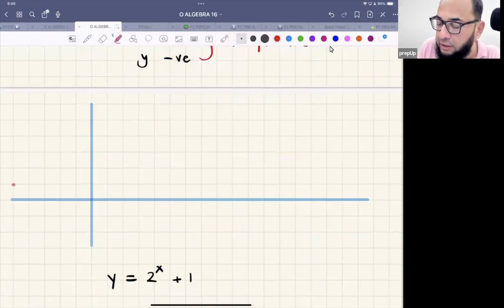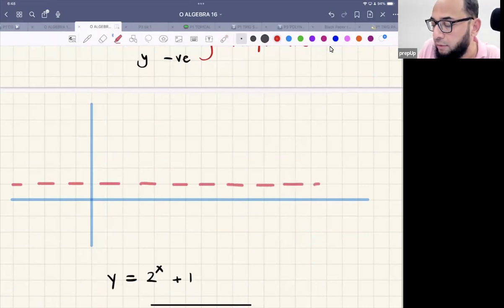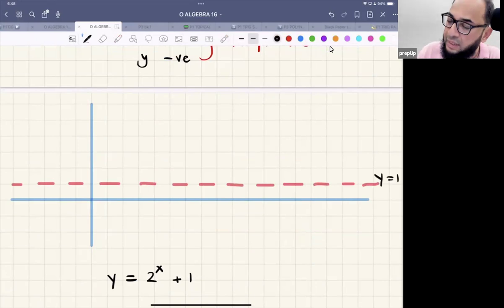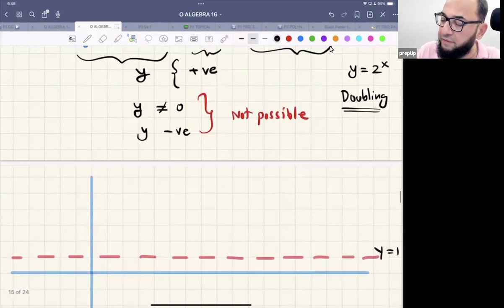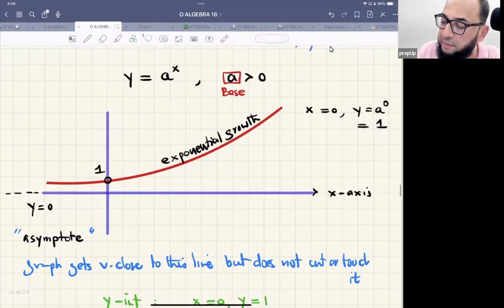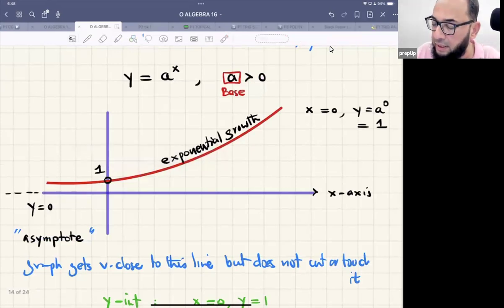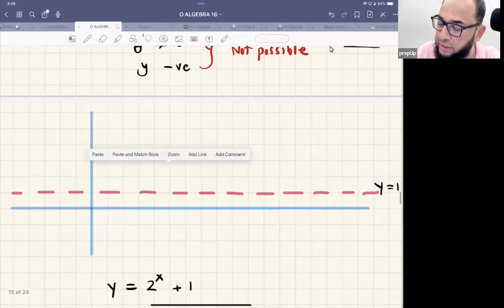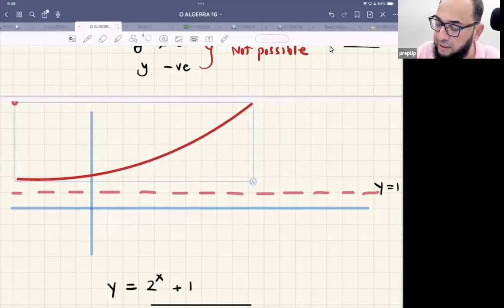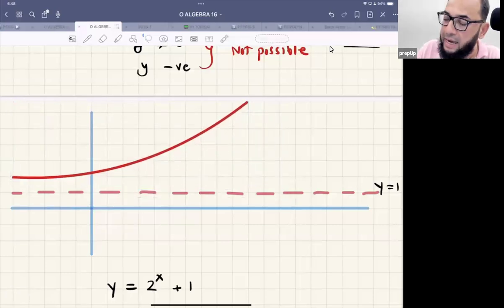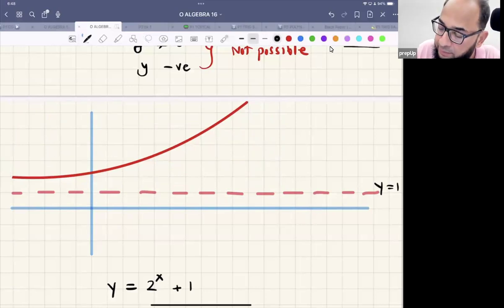Let me draw this line. That is y is equals to 1. So this is the line, y is equals to 1. And this graph, the curvature, let me just grab this curvature from here, and I've copied it. And let me paste it over here. So this graph goes like this. And now this y-intercept is 2. This is 1, this is y is equals to 1.